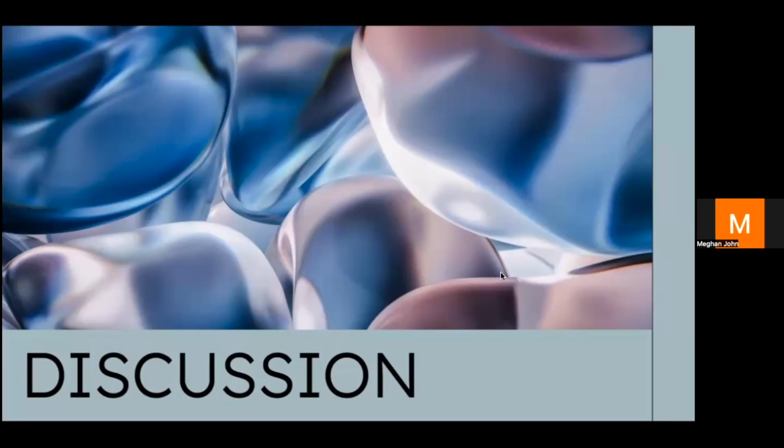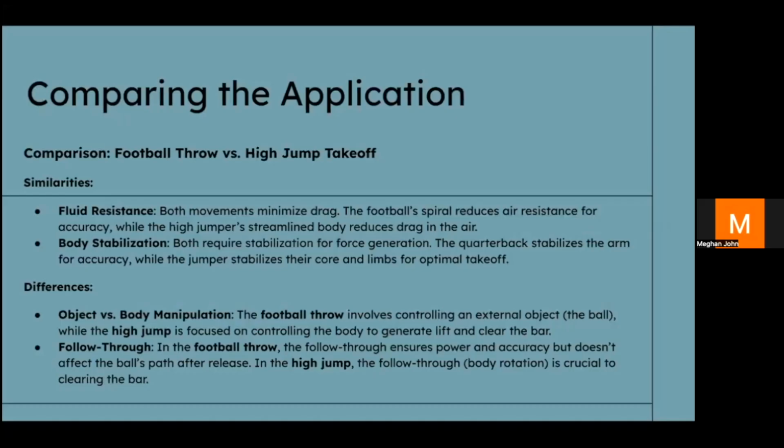So we're going to compare the application of this and similarities and differences between the two skills. To start off, we're going to talk about fluid resistance. Both movements need to account for fluid resistance to optimize performance. In the football throw, the spiral minimizes drag, ensuring the ball stays on its path. In the high jump, minimizing air resistance helps maintain a streamlined posture, reducing drag while in the air.